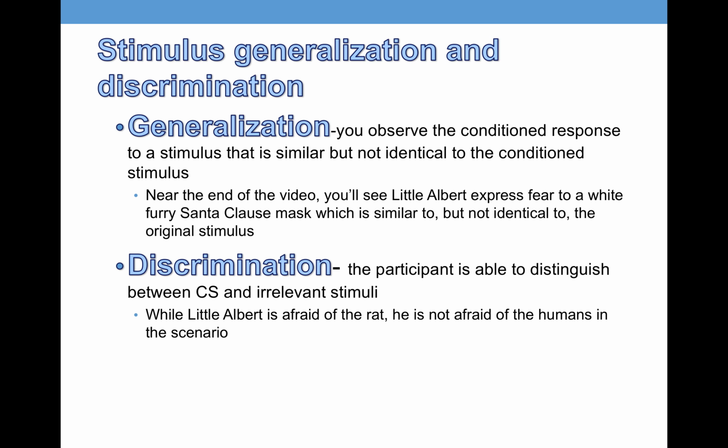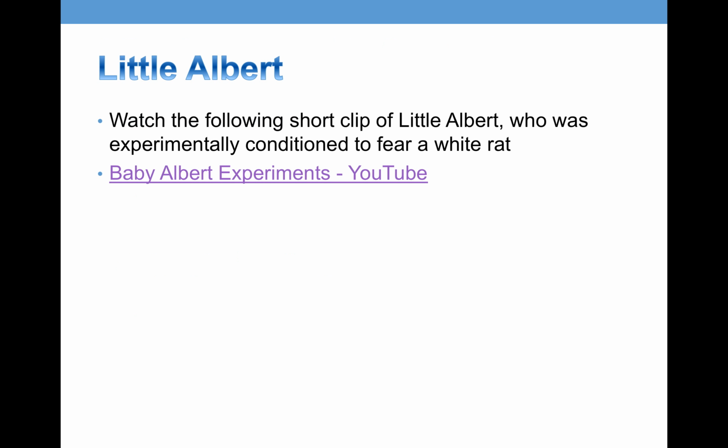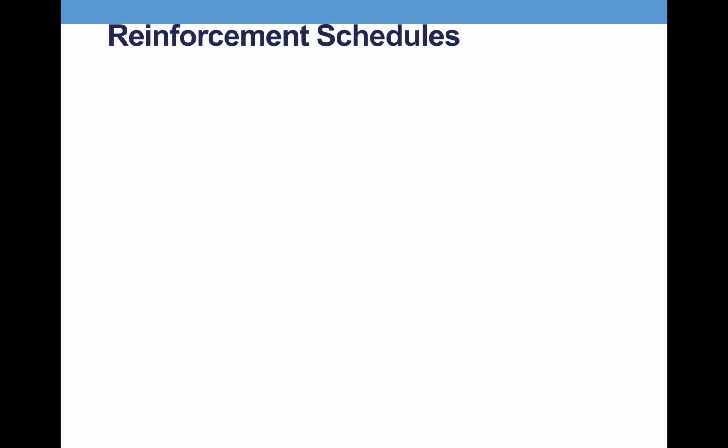And you'll notice, for instance, while little Albert's afraid of the rat in the video link I'll give you, he's not afraid of the humans in this scenario. You will see that he's afraid of a white furry Santa Claus mask that's similar but not identical to the original stimulus. So being afraid of a rat but not humans shows discrimination. Fear of the white furry Santa Claus mask shows generalization. And for that link, if you go to YouTube, just type in Baby Albert Experiments, and it'll take you to a short clip of little Albert.